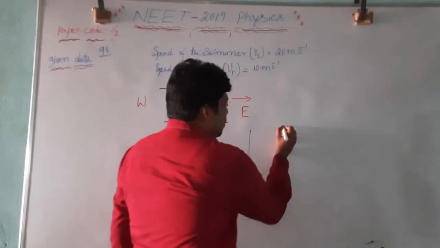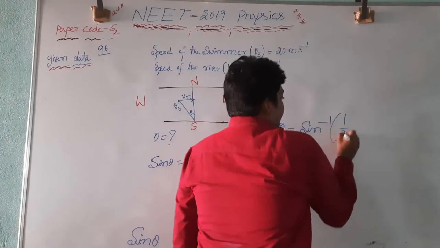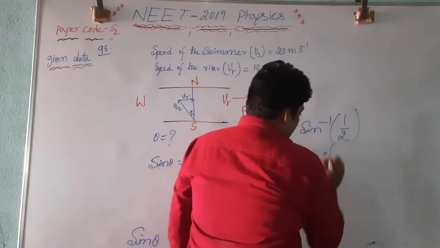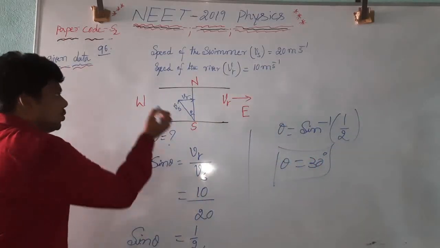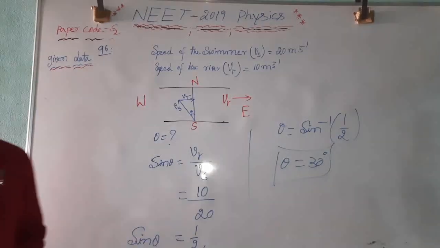Then theta is equal to sine inverse of 1 by 2. And what is the value? 30 degrees. Theta is equal to 30 degrees due west. So that is our option. Choose the right option.